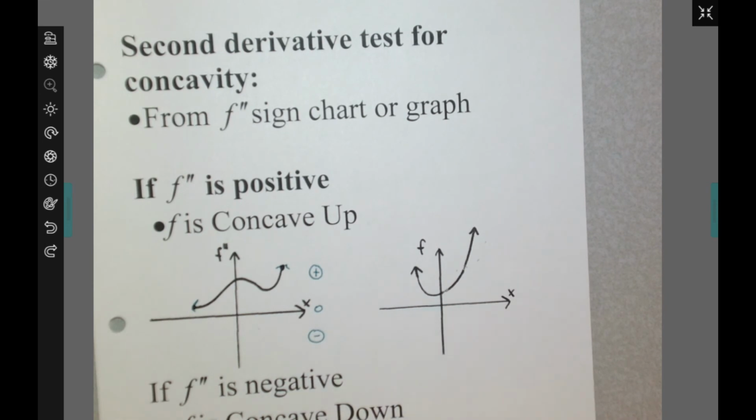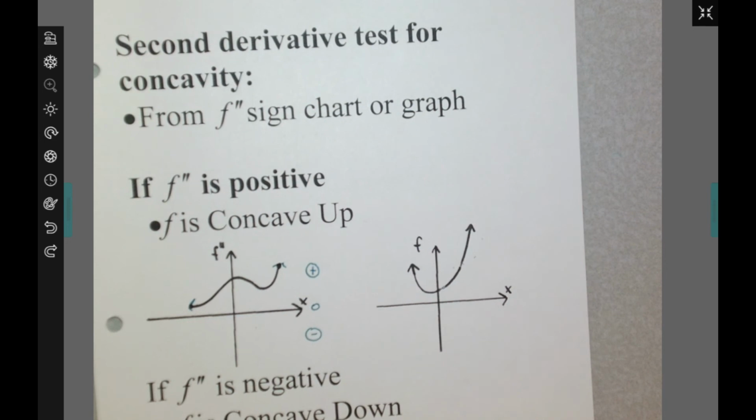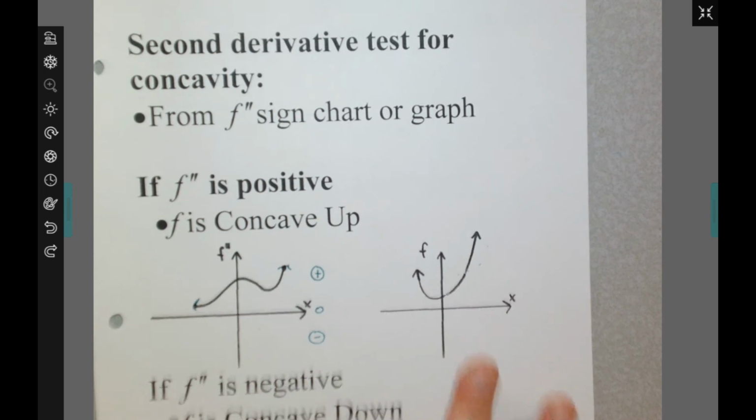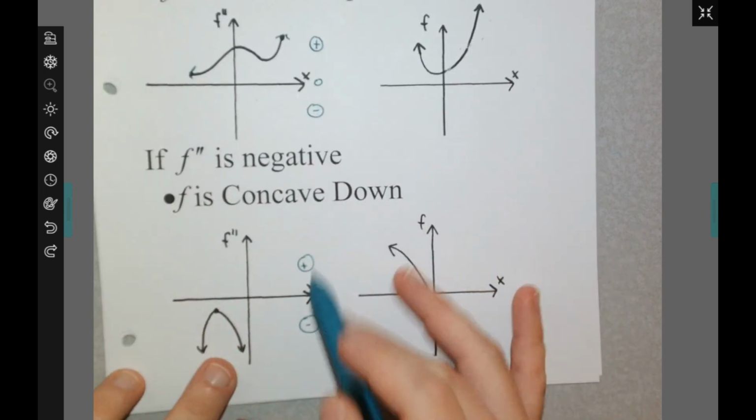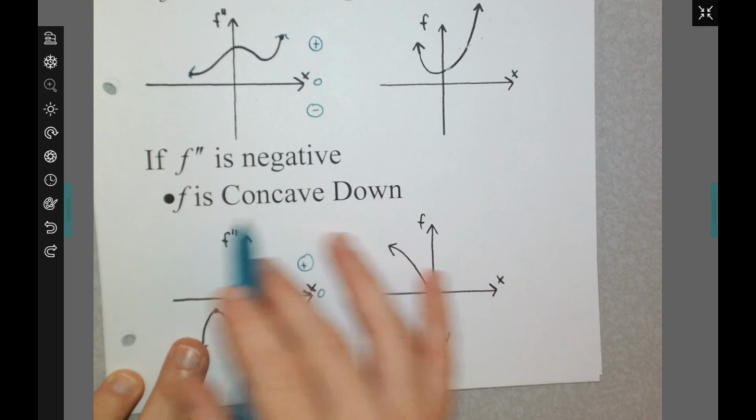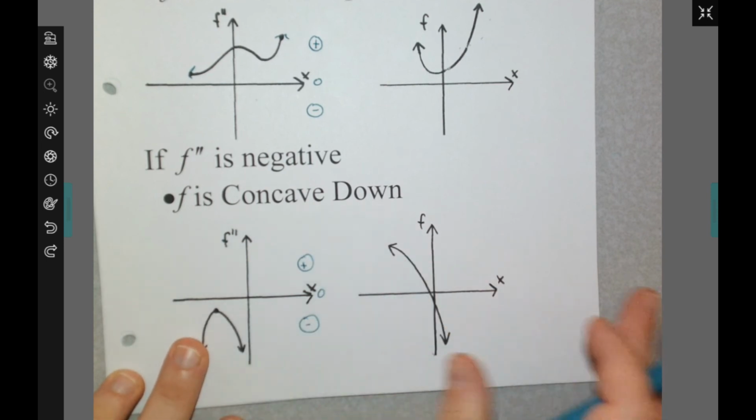If the second derivative is negative, so if my outputs are down below the x-axis, so in this case, negative down below, it tells me it's concave down, it's opening down. So that's your second derivative. Or sorry, I was off the screen. When we're negative down below, it tells us F is concave down, it's opening down. So that is your second derivative test.